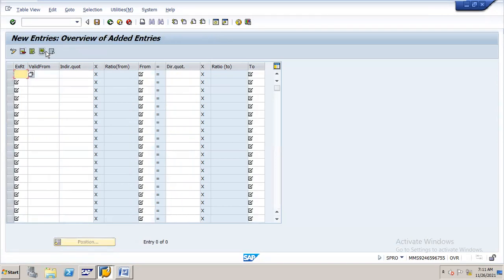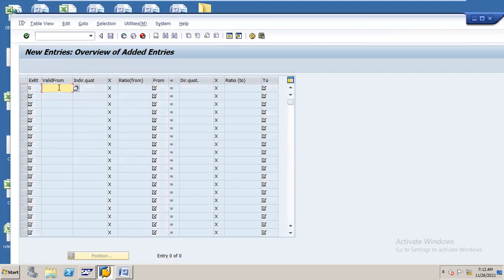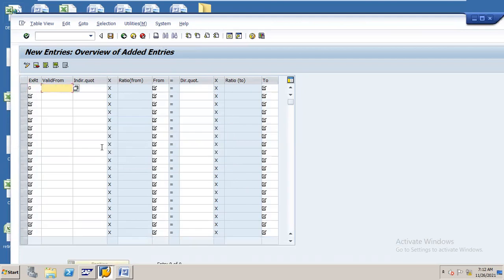Okay, now what I'm giving is the G type, here I'm giving valid from, today's date is 11. Here from USD to INR. I'm giving USD to INR, that is called direct quotation. Indirect quotation means INR to USD. I'm giving USD to INR.